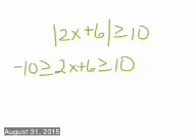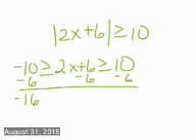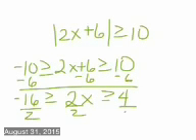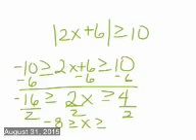Now what? Subtract 6. So I got negative 16 is greater than or equal to 2x, which is greater than or equal to 4. Now what? Divide by 2. And I get negative 8 is greater than or equal to x, which is greater than or equal to 2. And I'm done.